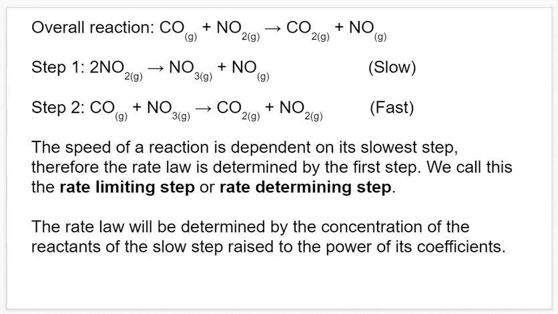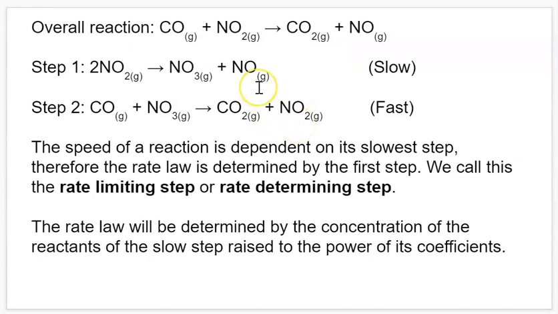So let's look at this reaction again. So for step 1, this is measured to be the slow step, and then step 2 is measured to be a fast step. What that means is that step 1 is going to have more impact on the overall rate of the reaction than the second step.